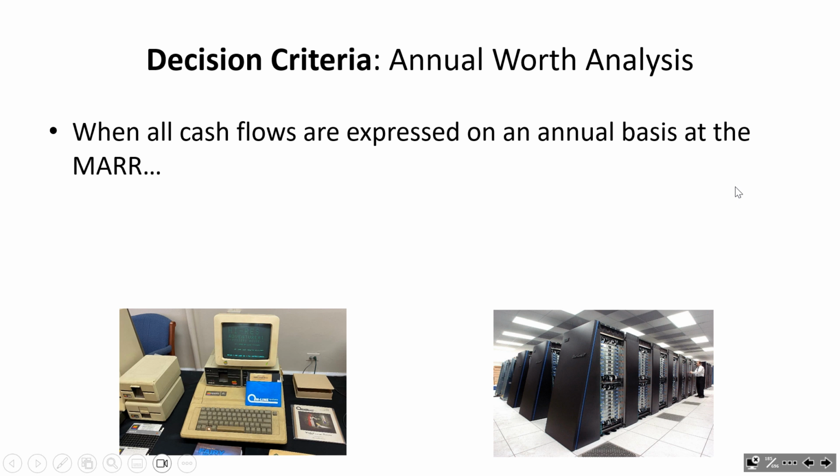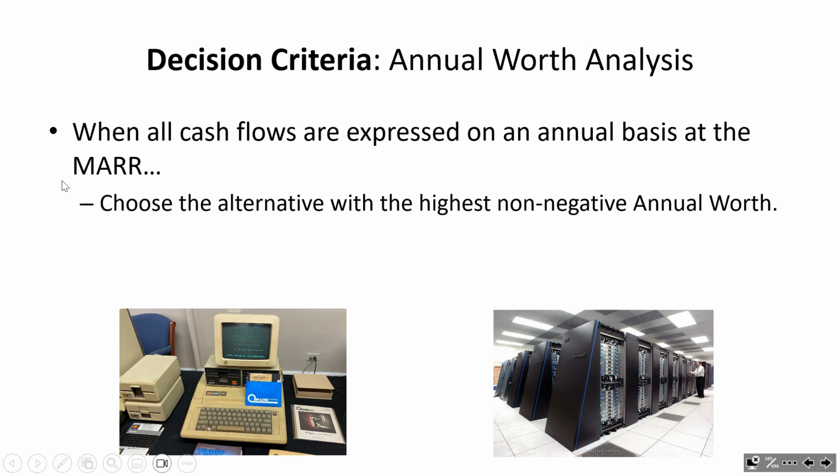So if you find all the annual basis when you've used the MARR as the interest rate, choose the alternative with the highest non-negative annual worth.